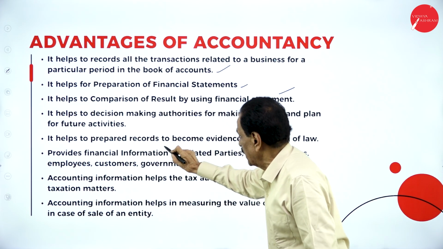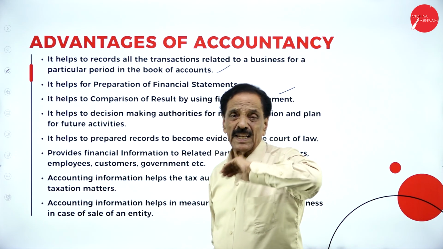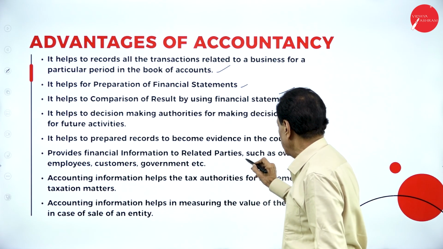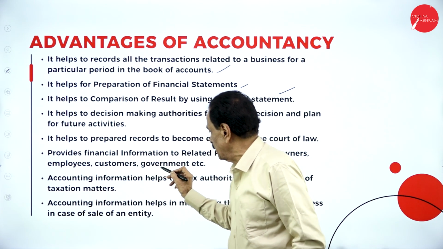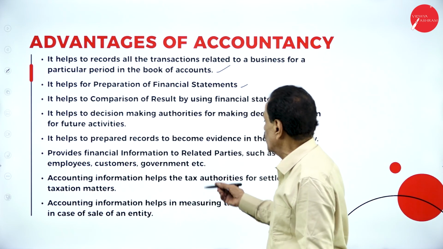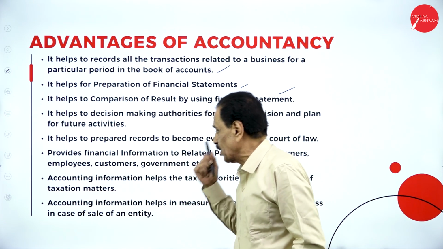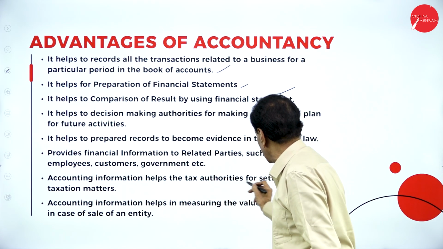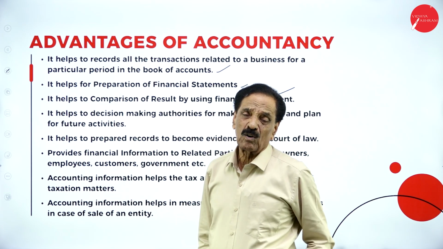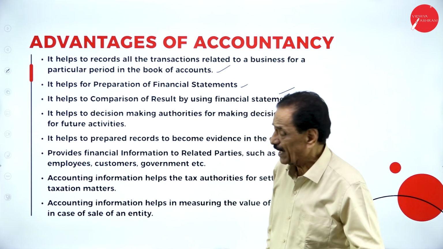It helps to prepare records that become evidence in a court of law. So in a court of law, if they have a doubt in any case, the records will be worth gold. It provides financial information to related parties such as owners, employees, customers, and government. Accounting information helps the tax authority in settling tax matters. Any tax matter depends upon how your accounts have been prepared. They will know the position of the company, and according to the position, we will pay the tax.